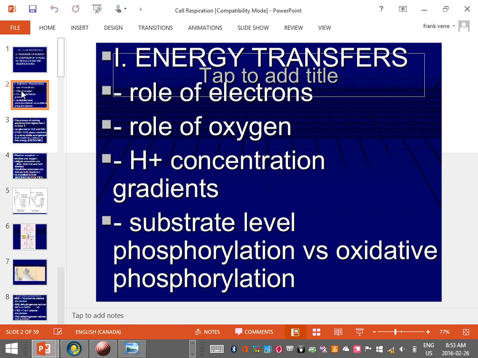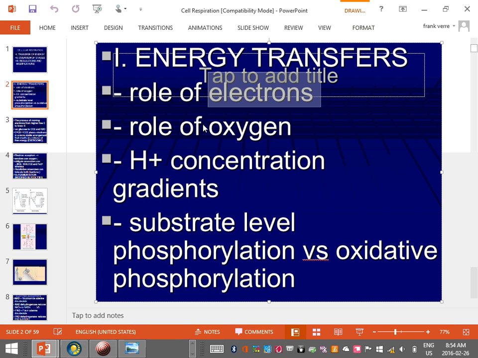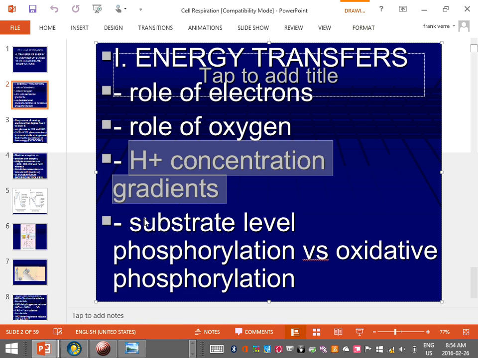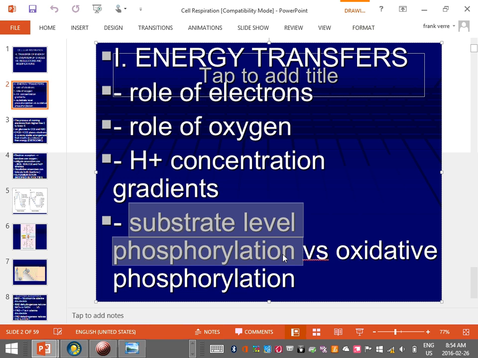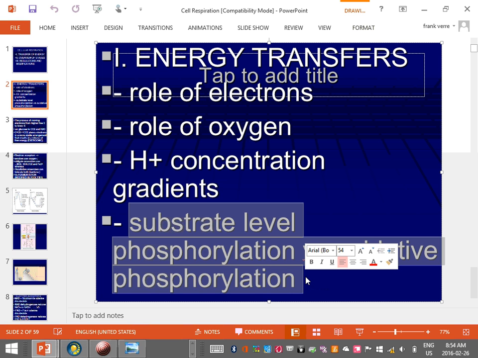So you're going to see in respiration, there's a bunch of energy transfers. Okay, you'll see energy transferred in numerous points in respiration, and you're going to see the role of things like electrons over here, oxygen, the proton gradient of hydrogen, and something called substrate level phosphorylation and oxidative phosphorylation. These are all examples of energy transfers that you'll see as we go through respiration. Okay? I haven't explained them yet, so we have to still talk about these. But this is what you're going to be seeing.